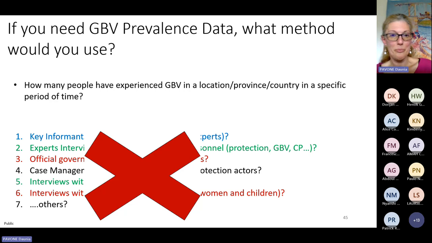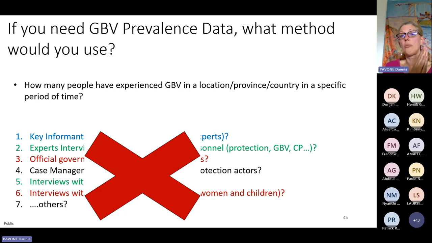So we need to clarify what is prevalence data. Prevalence data is a percentage or a number of people, of survivors of GBV, victims sometimes, in a specific area, in a specific time frame, right? So what we say is none of them, because each one of them can give you very, very partial data. And as Dorian is hinting, you can put some of the data together to maybe give an idea that there is an issue with GBV in that community, which is fine, but it's not prevalence data.